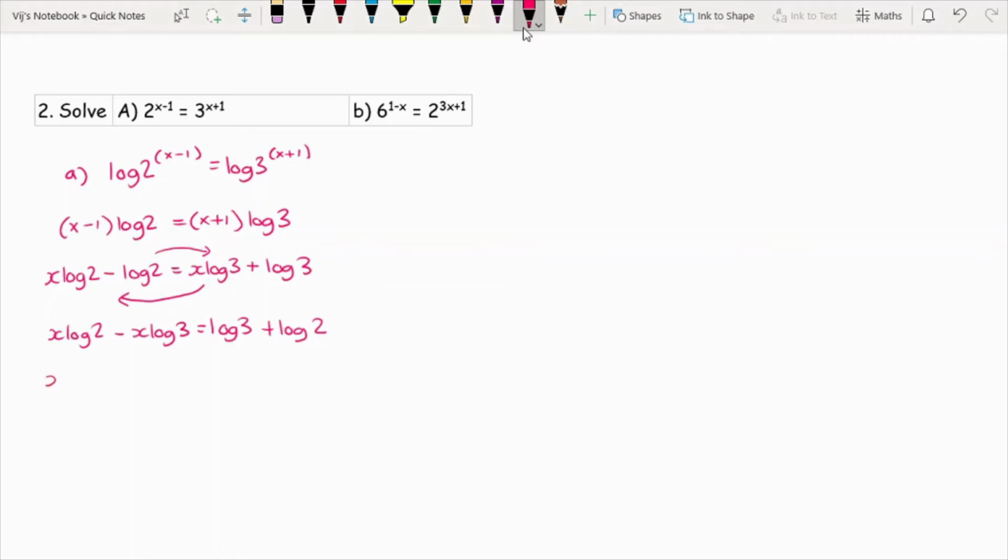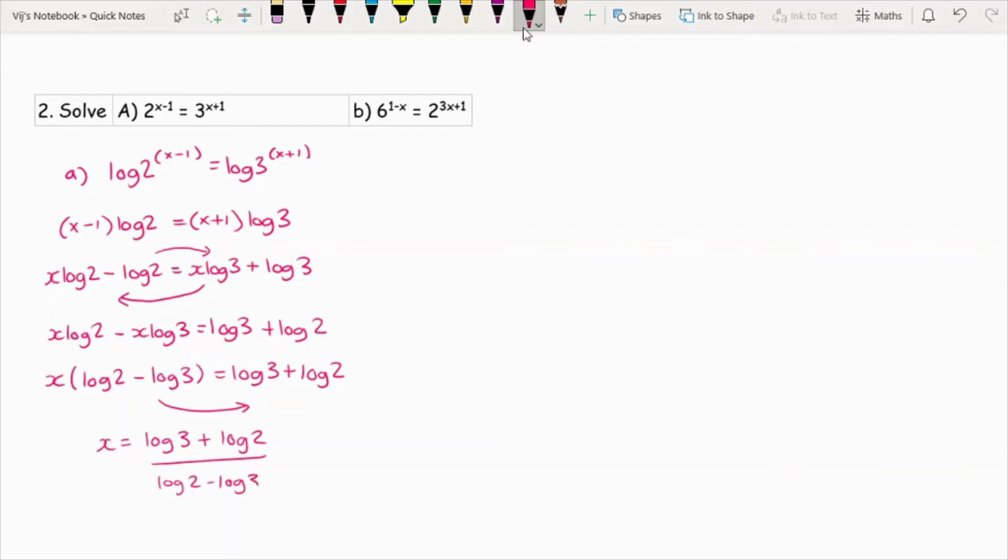So the clever thing we can now do is factorize. As both terms on the left hand side have got x, I can factorize it with respect to x. And so going from having two x's, I've now just got the 1. And now all I need to do is take the log 2 minus log 3 bracket over to the side by dividing. So x equals log 3 plus log 2, all divided by log 2 minus log 3, which gives me an x value of minus 4.419 to 3 decimal places.